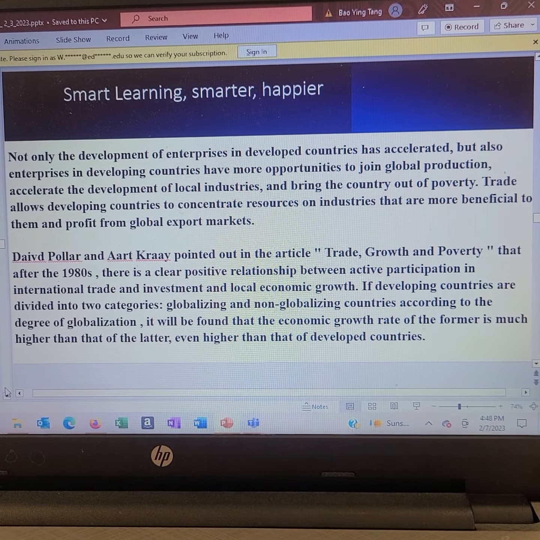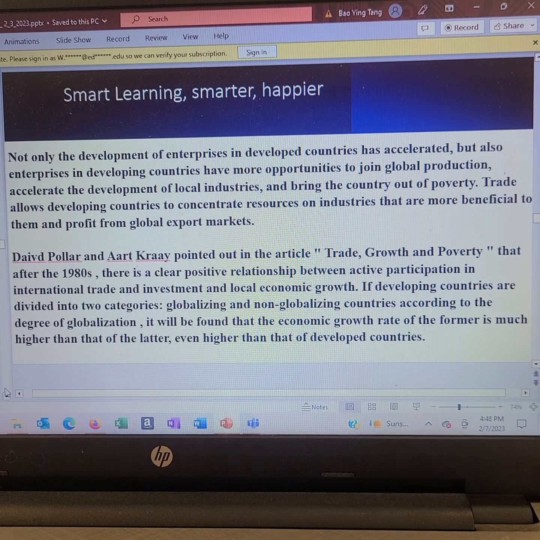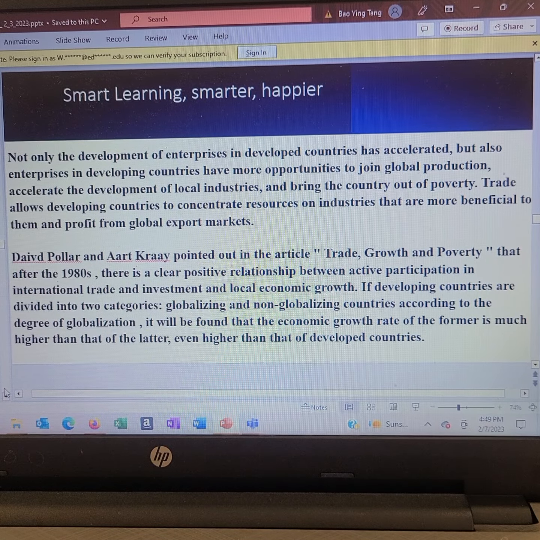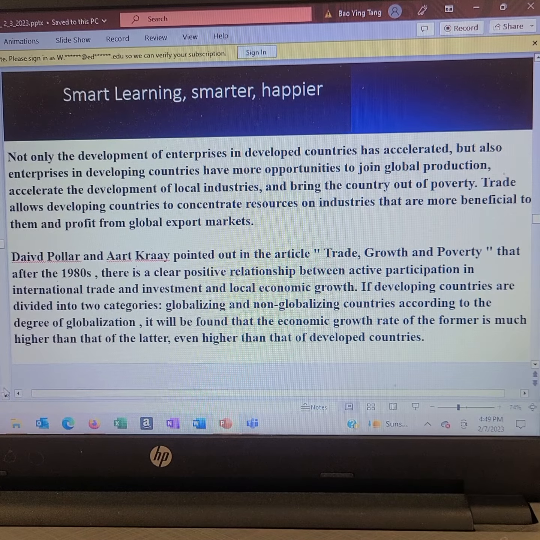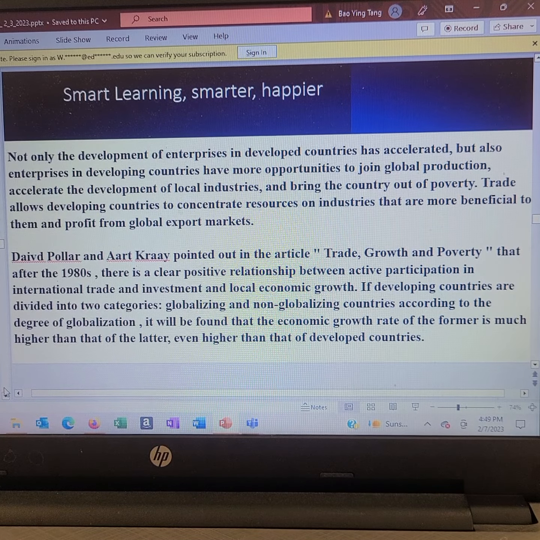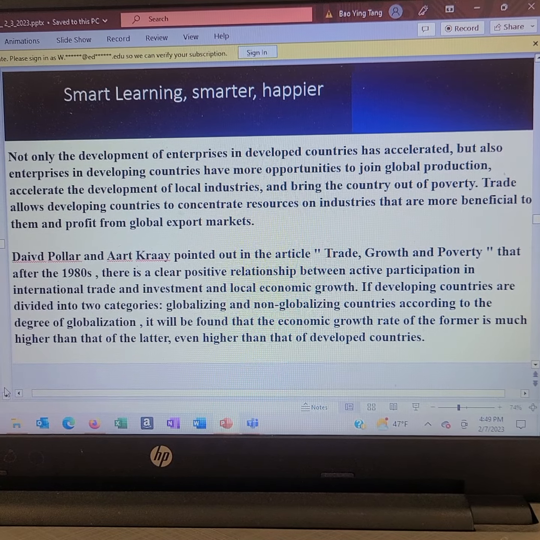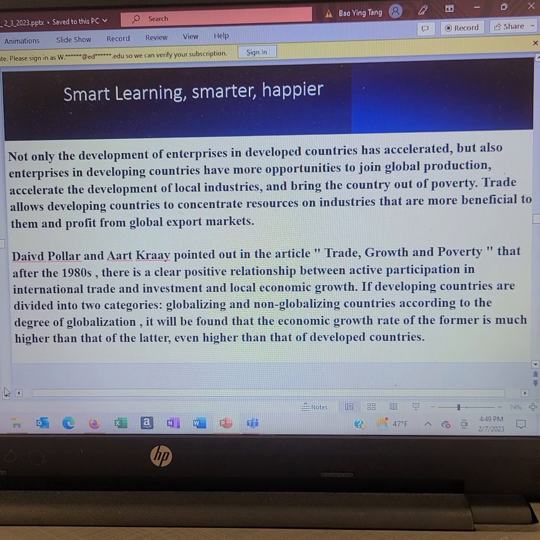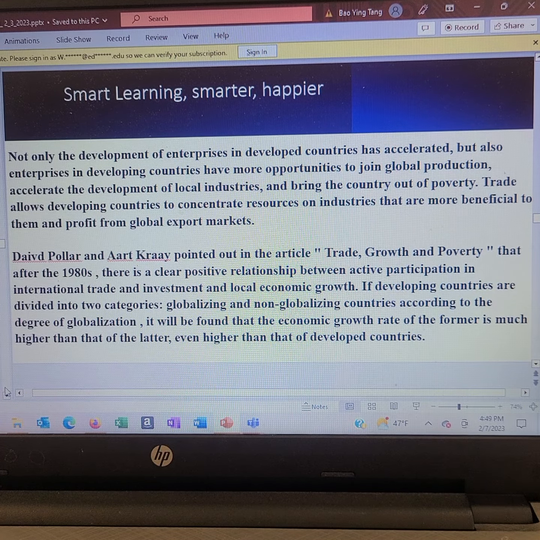Not only has the development of enterprises in developed countries accelerated, but enterprises in developing countries also have more opportunities to join global production, accelerate the development of local industries, and bring the country out of poverty. Trade allows developing countries to concentrate resources on industries that are more beneficial to them and profit from global export markets.